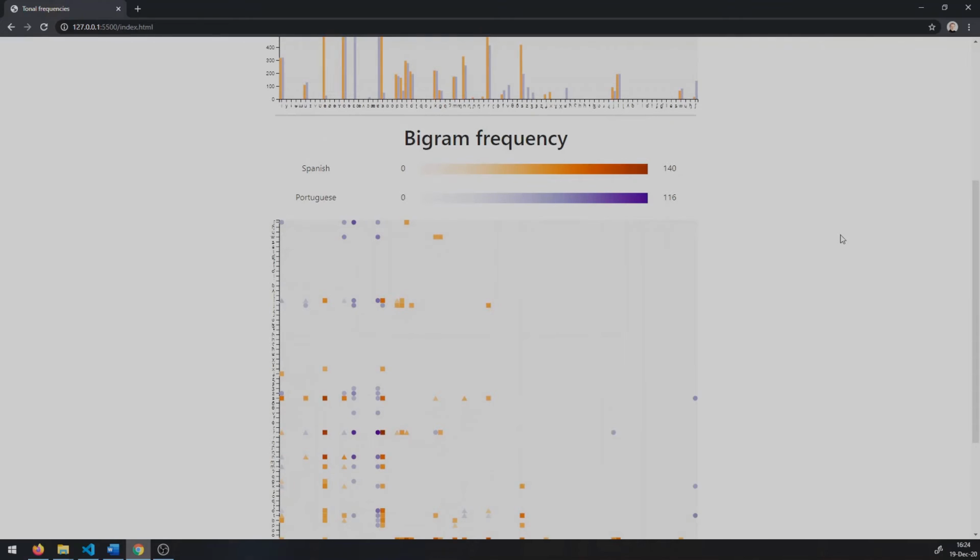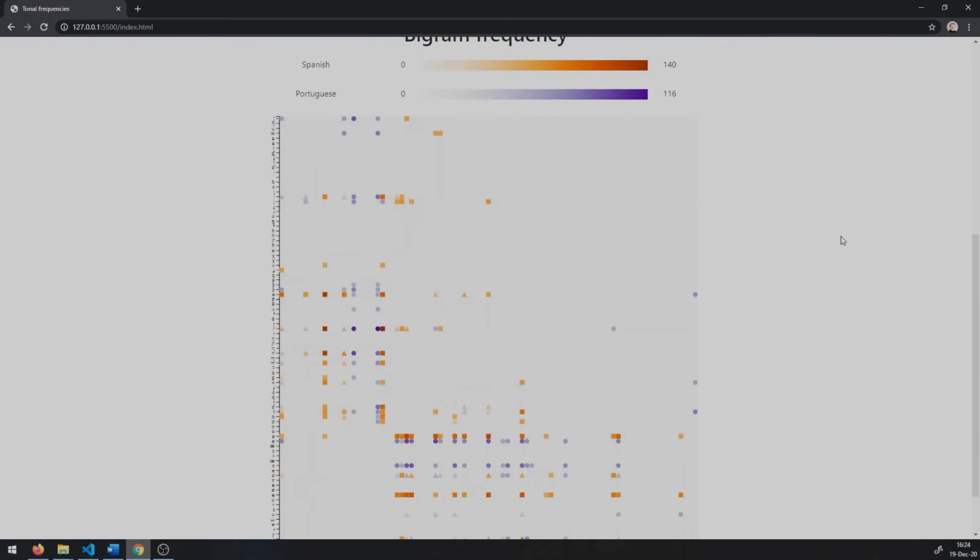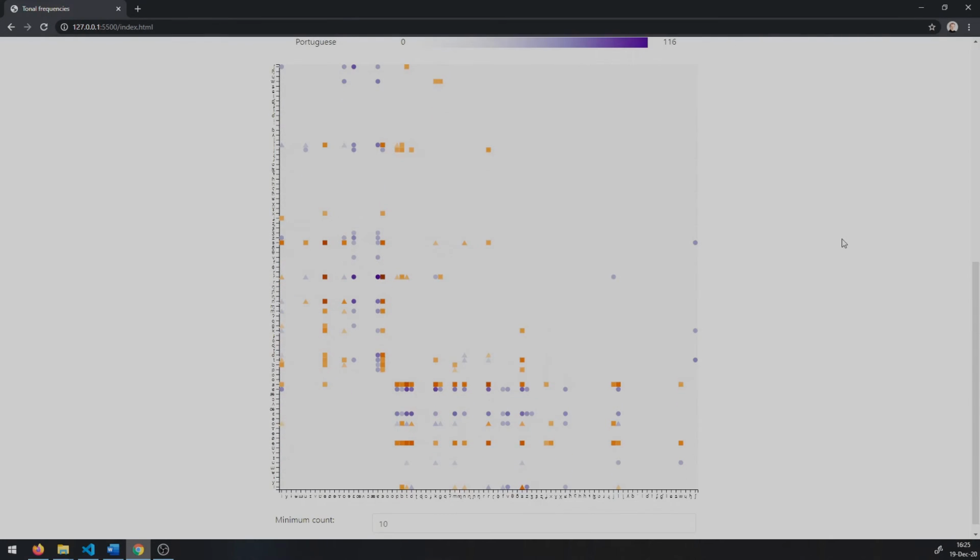And we can also view the bigram frequencies in the weighted adjacency matrix, where the squares indicate Spanish and the dots indicate Portuguese. And you can see that they are quite similar in terms of their distribution. Even though they don't share the same bigrams as often as you would expect, they do have bigrams that lay very close to each other, meaning that they share phones that sound very similar to each other.